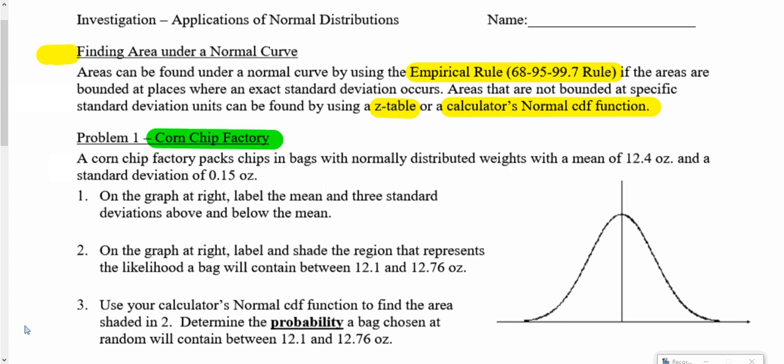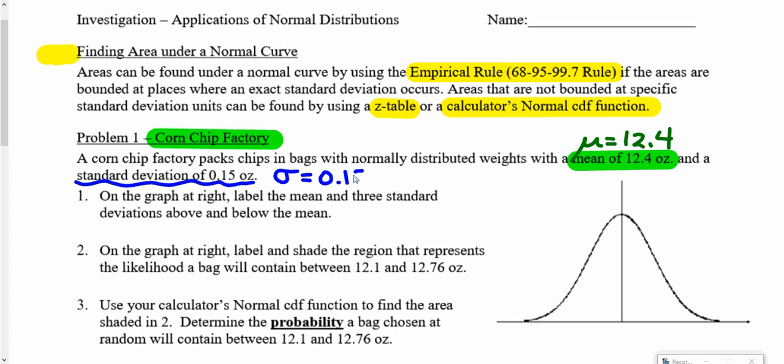This is about a corn chip factory. So a corn chip factory packs chips in bags with normally distributed weights with a mean of 12.4 ounces. So that's going to be important. Our mean, which we call mu, is 12.4, and a standard deviation of 0.15 ounces. Standard deviation was that lowercase sigma, 0.15.